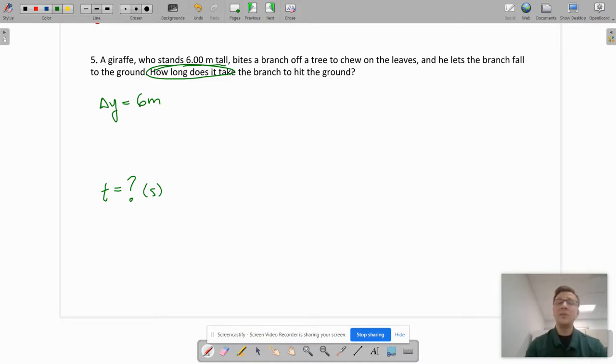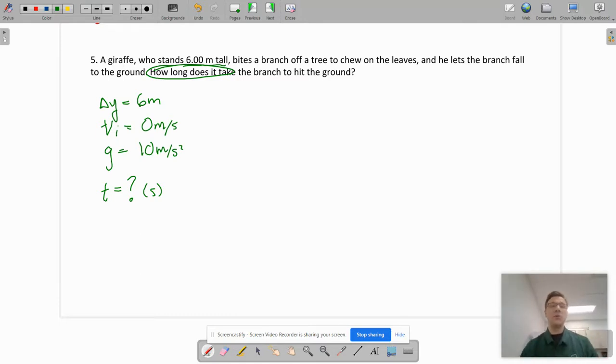So again, we have to imply some things. What's the initial velocity of the tree branch? It was dropped from rest, so it's 0 meters per second. And then we also know that that tree branch will accelerate at 10 meters per second squared because of gravity. Again, we are not given an initial or final velocity that indicates which direction is which, so I can go ahead and make that number positive and not have to deal with negative numbers.